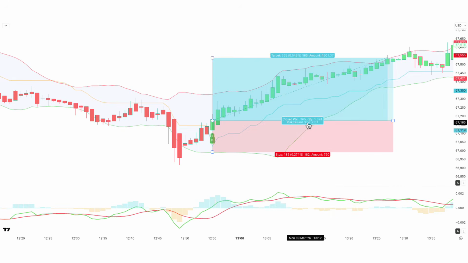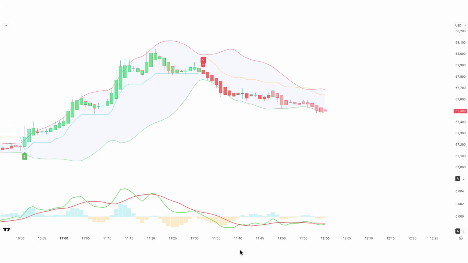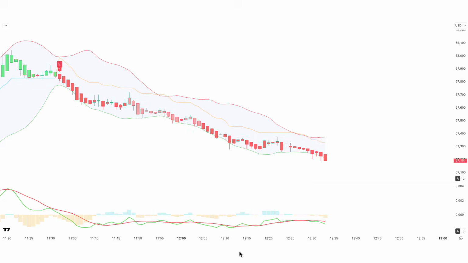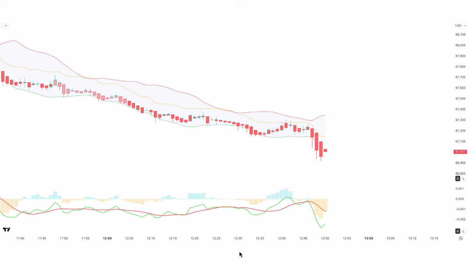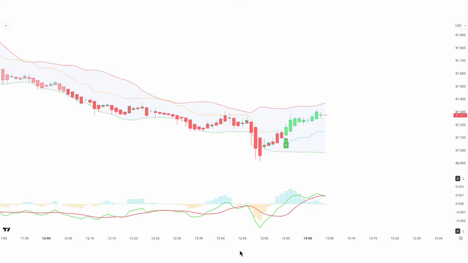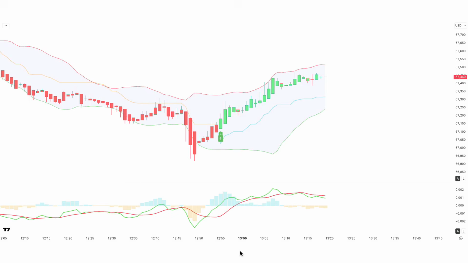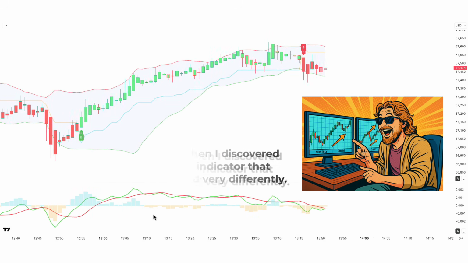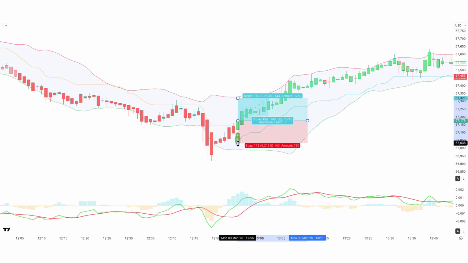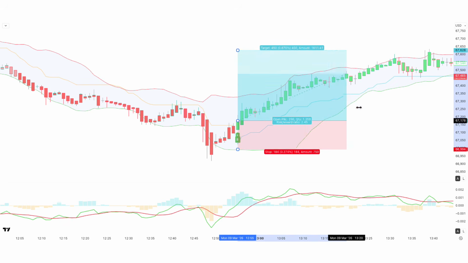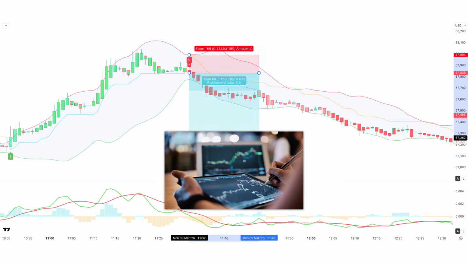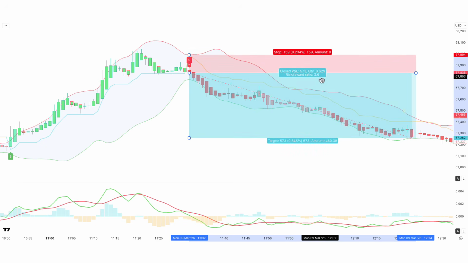Some looked promising at first, but the moment the market became volatile, they completely failed. Others gave signals so late that the move was already over. Honestly, it started to feel like most indicators were just noise. But then I discovered one indicator that behaved very differently. Instead of giving signals everywhere, it stayed quiet during messy markets and only reacted when a high-probability move was about to start. So I pushed it harder.